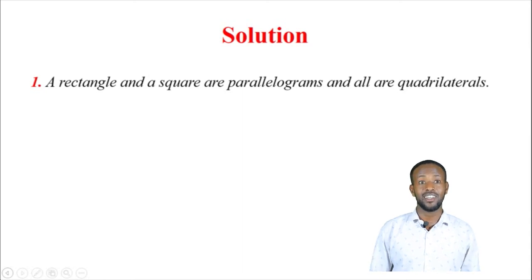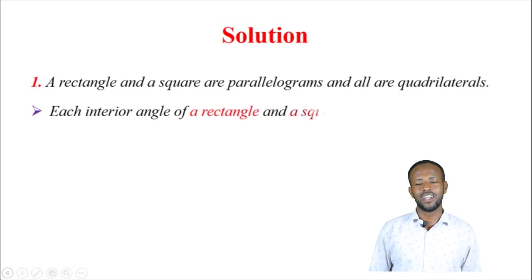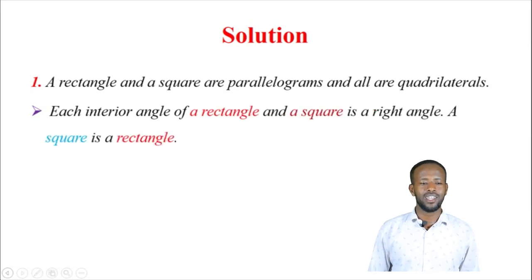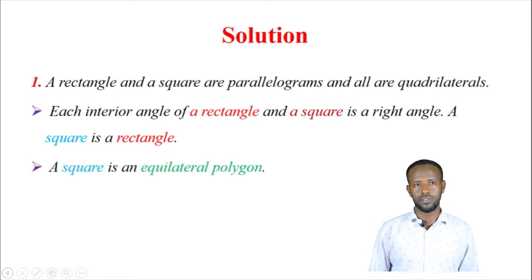Quadrilaterals. Rectangle and the square are what? They are parallelograms. Also they are what? Quadrilaterals. Each interior angle of a rectangle and a square is a right angle. A square is a rectangle. Let us see, a square is an equilateral polygon.